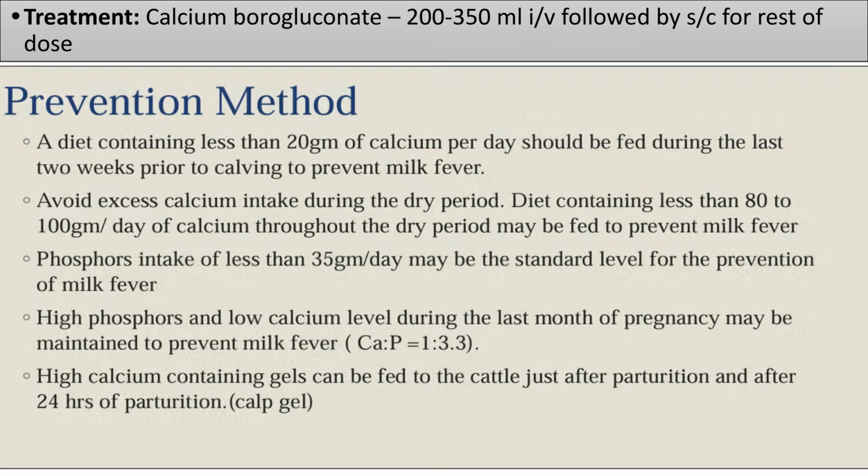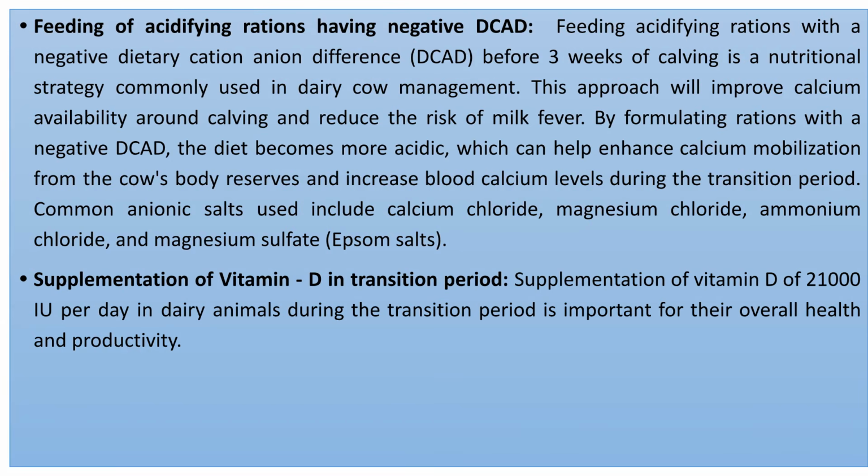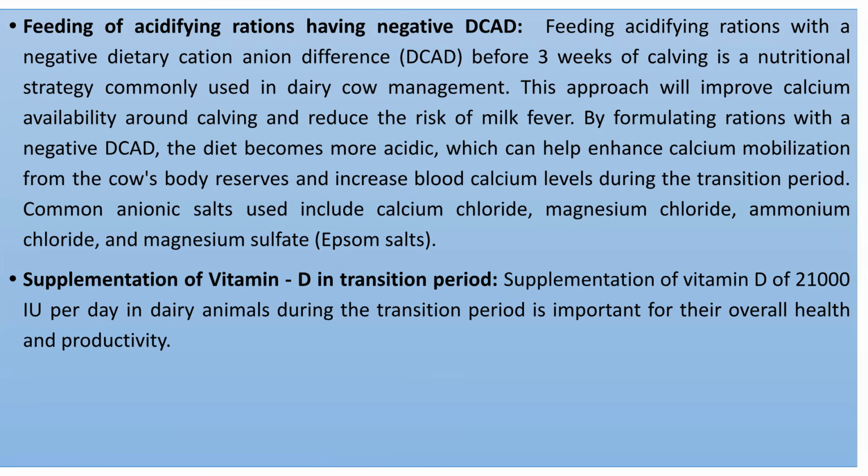Treatment involves an intravenous dose of calcium borogluconate followed by a subcutaneous dose. Prevention includes feeding a diet with less than 20 grams of calcium per day during the 2 weeks before calving and avoiding excess calcium during the dry period. Feeding acidifying rations with a negative DCAD before calving can reduce the risk of milk fever by improving calcium availability. Also, vitamin D supplementation of 21,000 IU per day during the transition period is important for overall health and productivity.